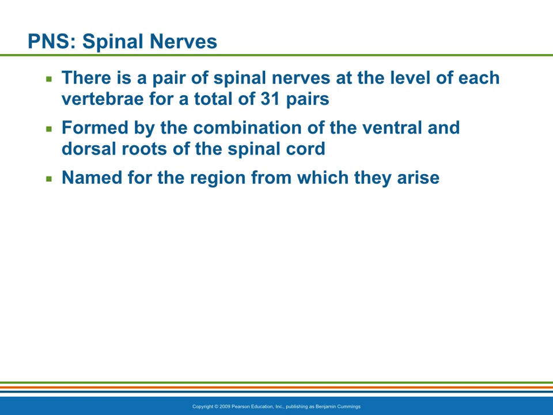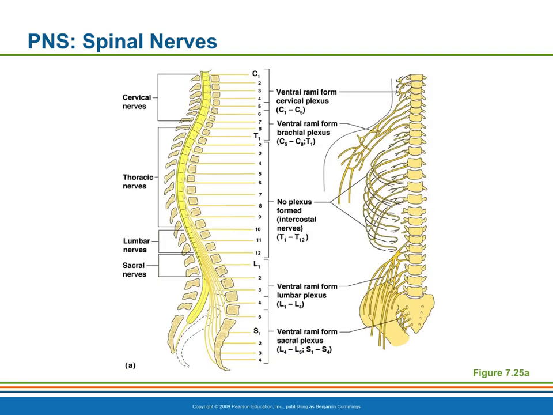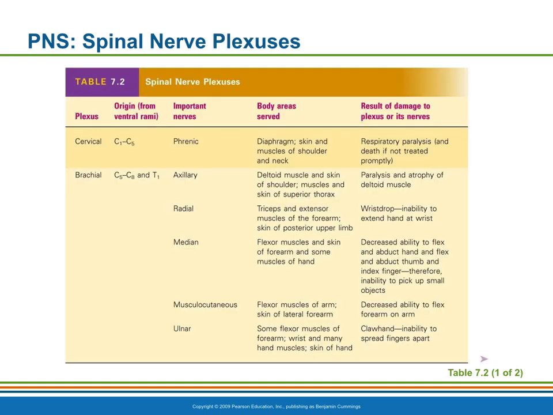The 31 pairs of human spinal nerves are formed by the combination of the ventral and dorsal roots of the spinal cord. Although each of the cranial nerves issuing from the brain is named specifically, the spinal nerves are named for the region of the cord from which they arise. In this figure, we see the relationship of the spinal nerves to the vertebrae and how the nerves are named. This table and the next will show us a detail of all the spinal nerves, the body areas served, and the results of damage. Now, you do not need to know all the different spinal nerves or all the different cranial nerves.